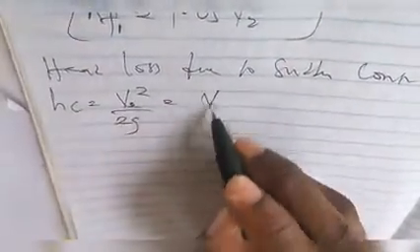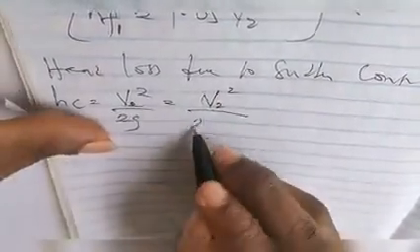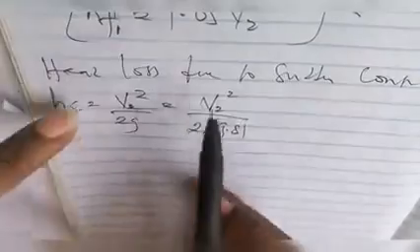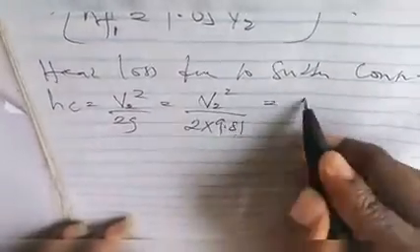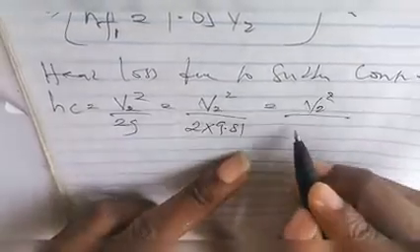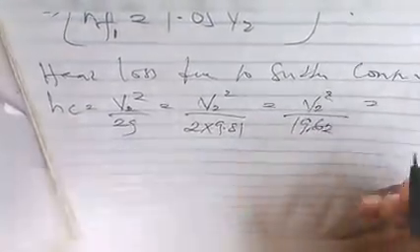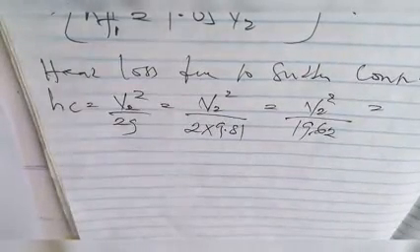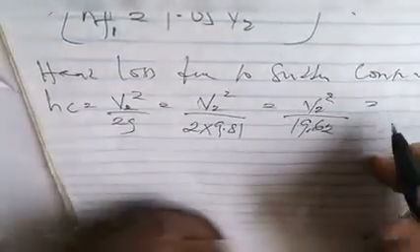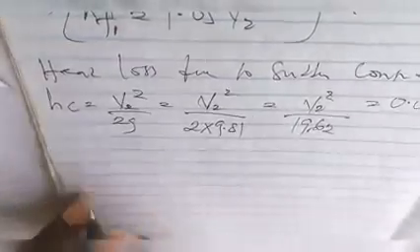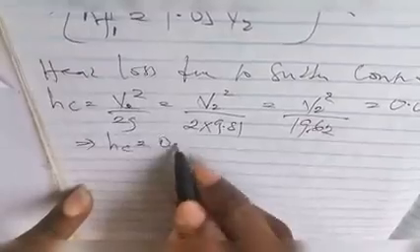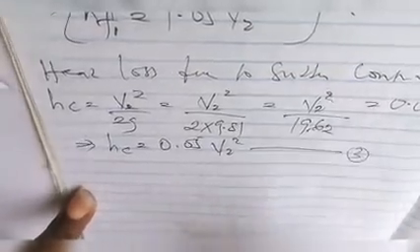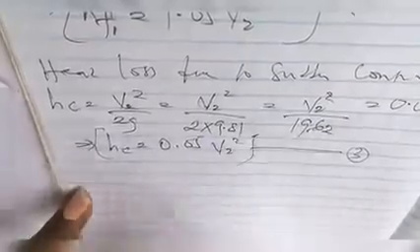So this is equal to V2, which is unknown, all over 2 times 9.81. Remember, we are solving all our head losses in terms of V2, so it is very wise to leave V2 as this. Now this is equal to V2 squared all over 2 times 9.81, which is approximately 19.62. So it's more or less 1 divided by 19.62, that gives us 0.05 V2 squared. So this implies that head loss due to contraction is 0.05 V2 squared. Call this equation 3, head loss due to contraction.